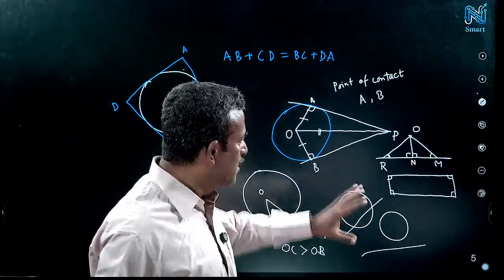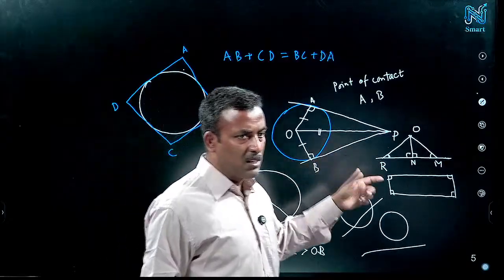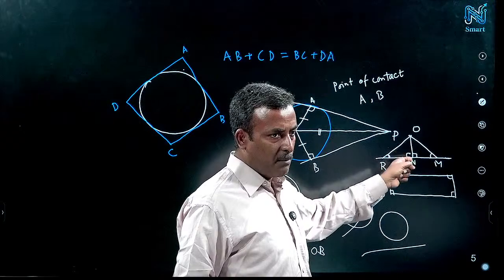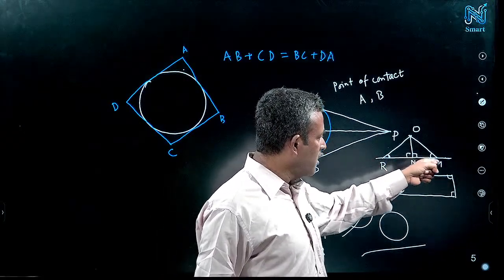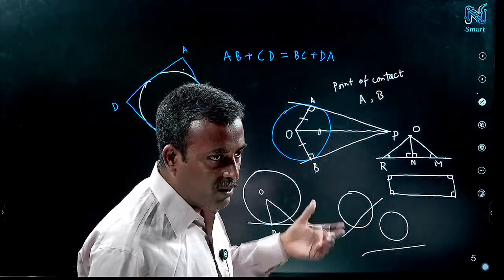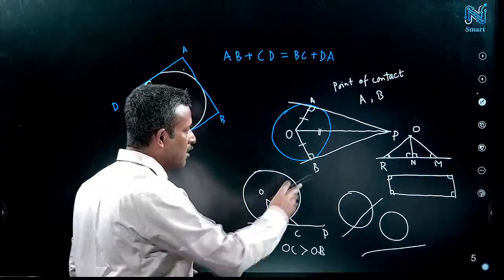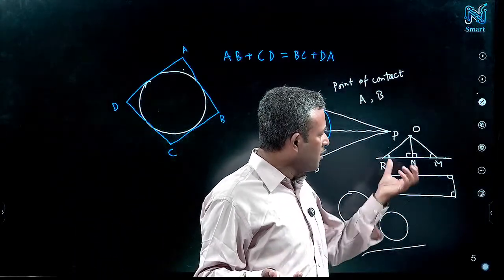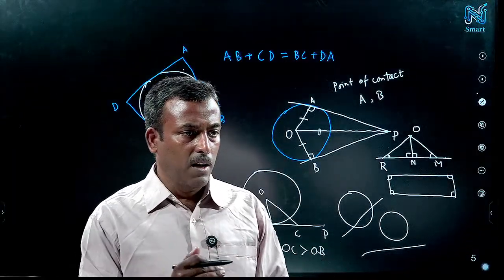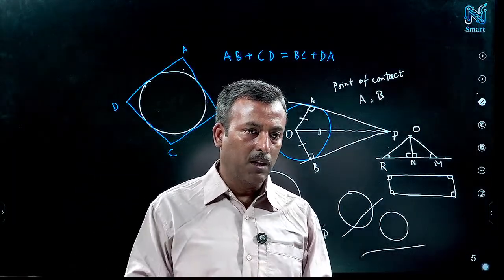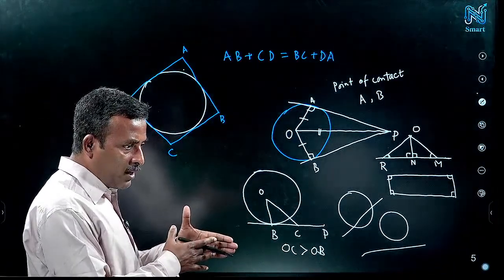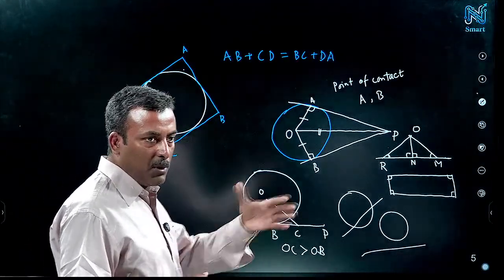This is one proof. The other proof uses just the Pythagoras theorem. In the Pythagoras theorem, ON square plus MN square is OM square. So OM square is always bigger than ON square. This is a proof using the Pythagoras theorem, or you may not use it, and just use that the angle opposite the bigger side is bigger, and the side opposite the bigger angle is bigger.